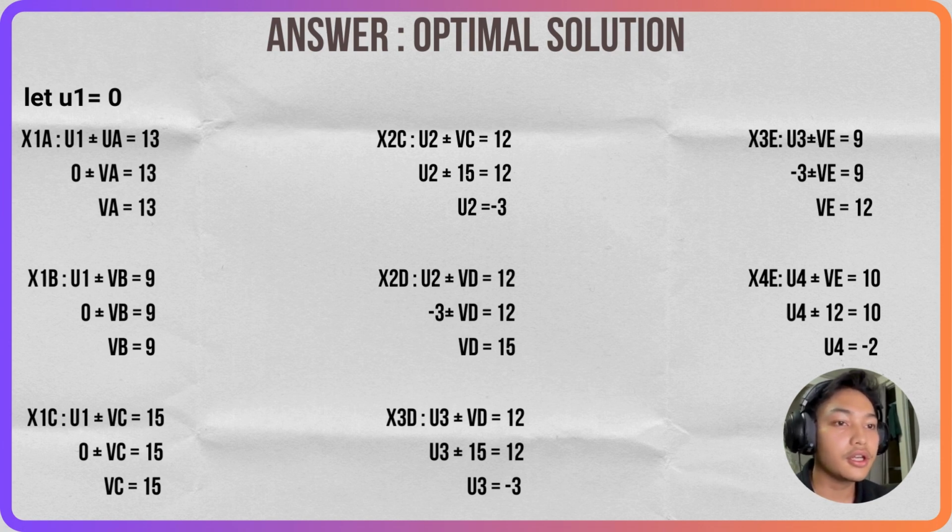And there are 3 negative values after calculating the empty cells, which are -5 in cell U1, -1 in cell U4, and VD. So the value chosen is -5 because it shows the maximum reduction of the transportation cost.